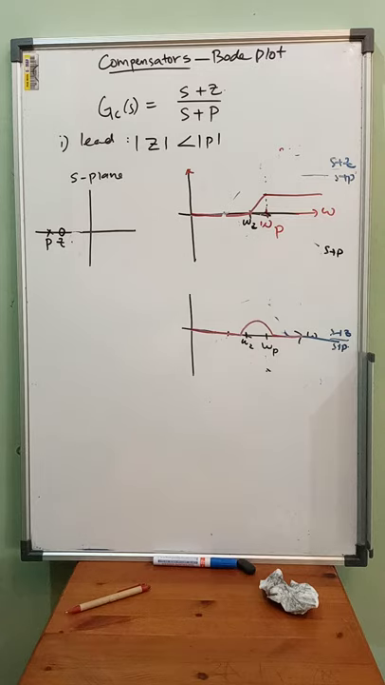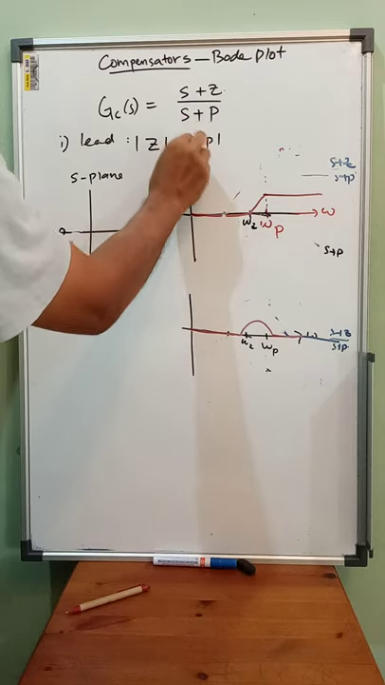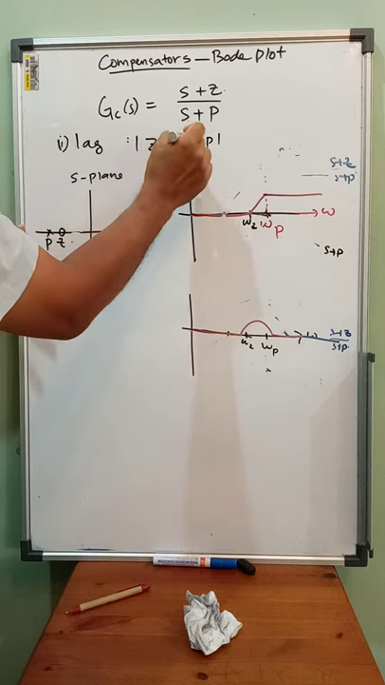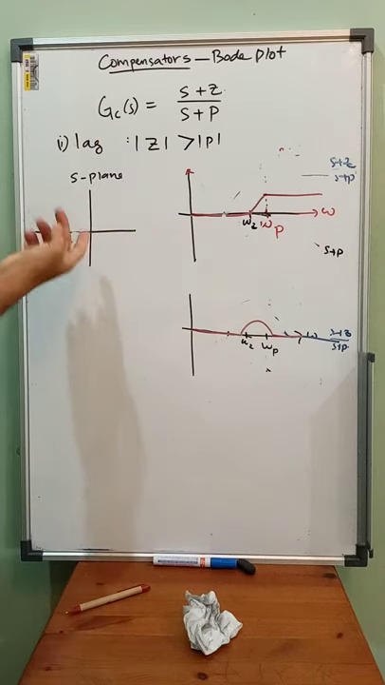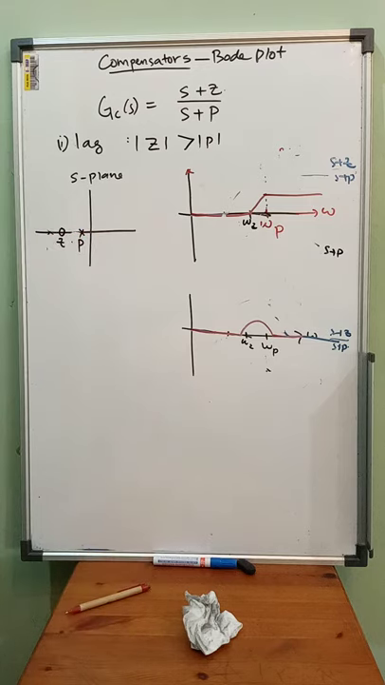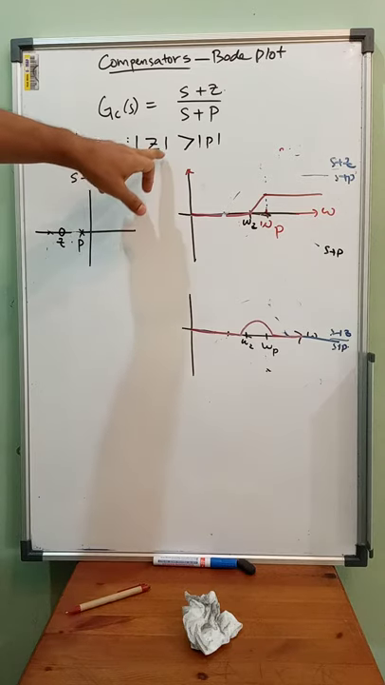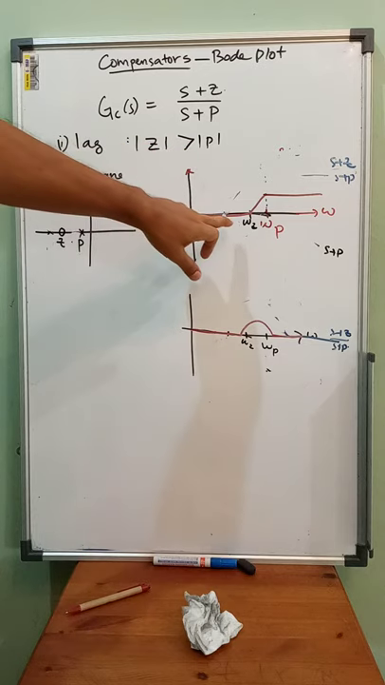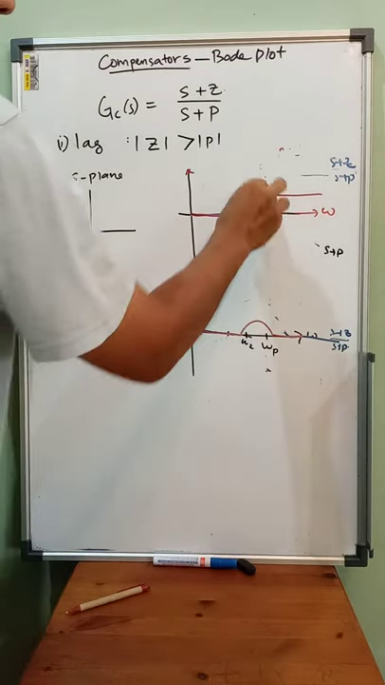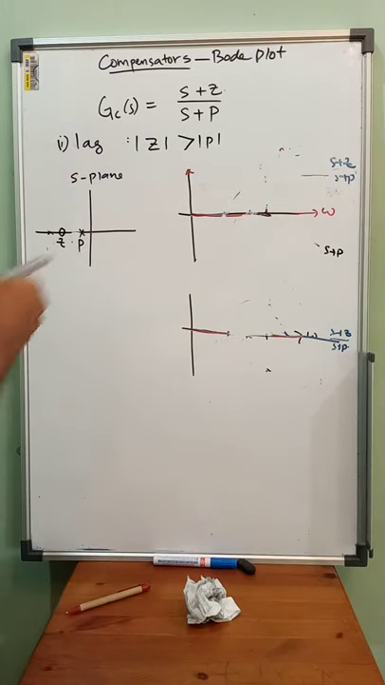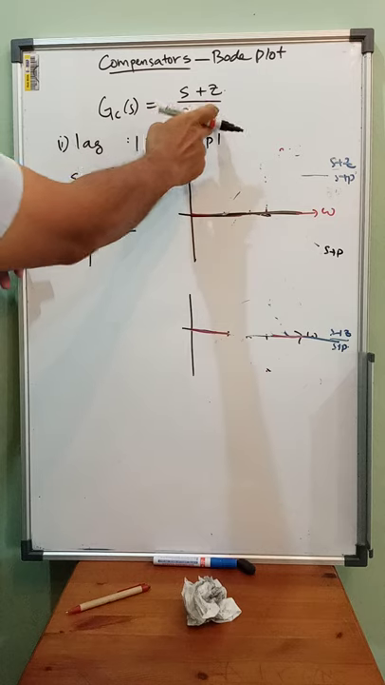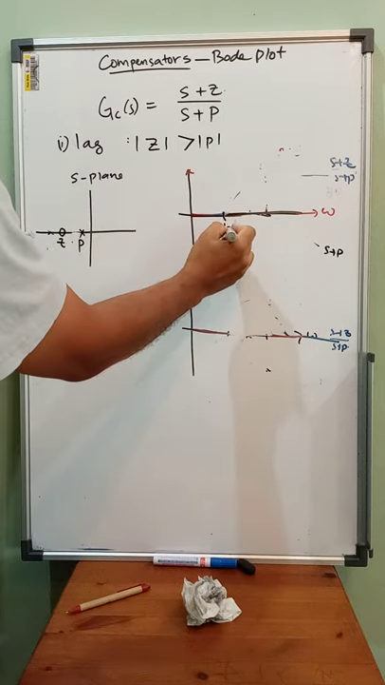Okay, for lag compensator, we just swap positions. P is here, Z is larger than P. When Z is larger than P, omega P will be here, omega Z here. So the corner frequency will be P first, because P is smaller than Z. The corner frequency will be first at P, then Z.